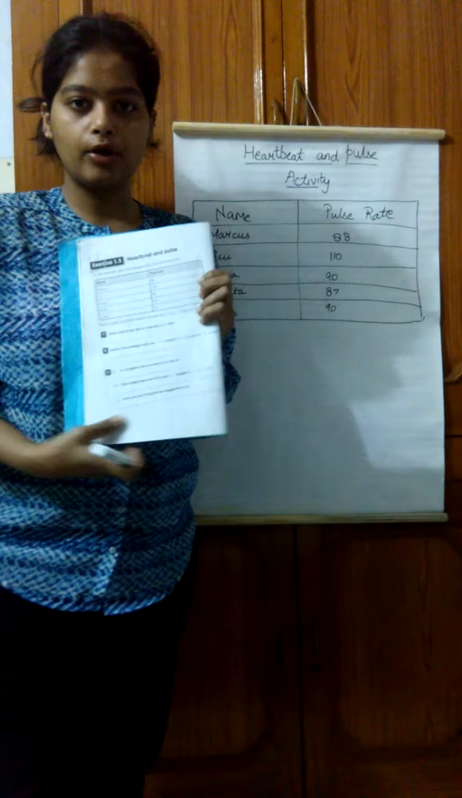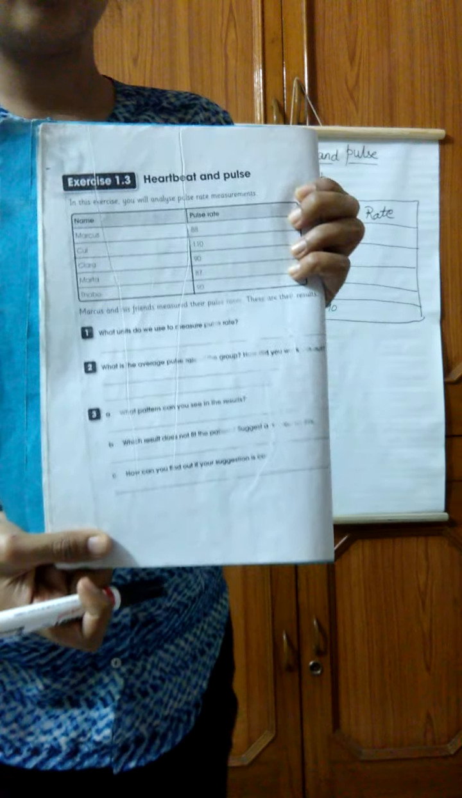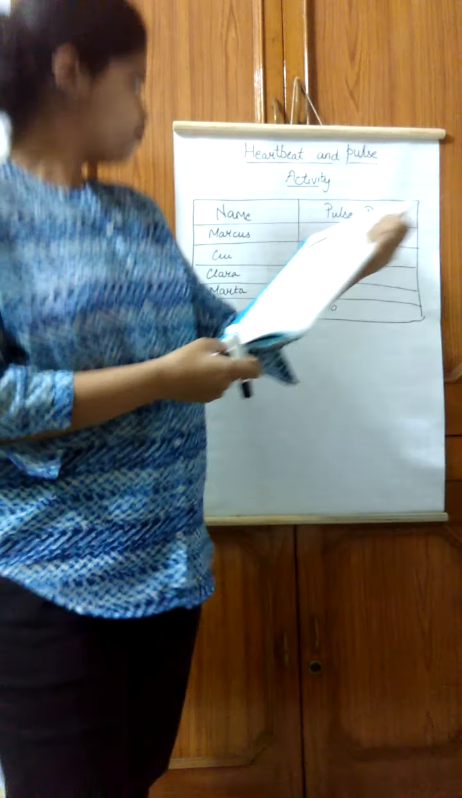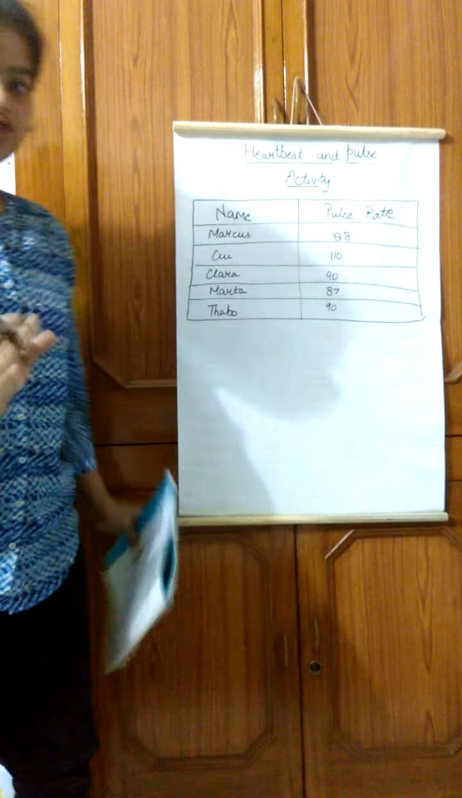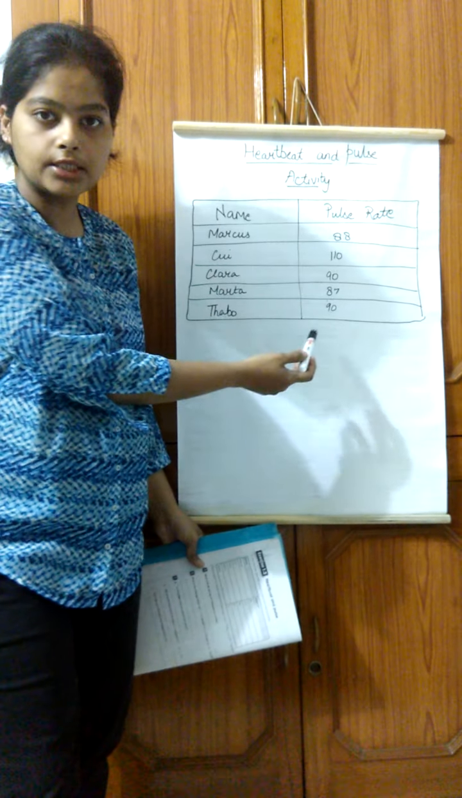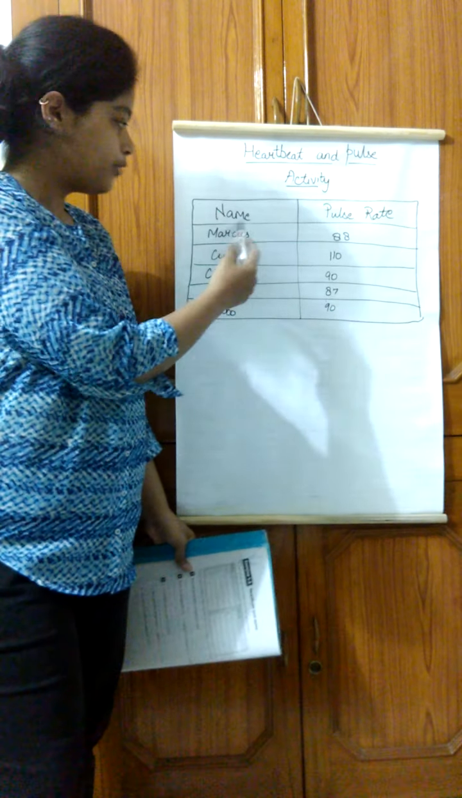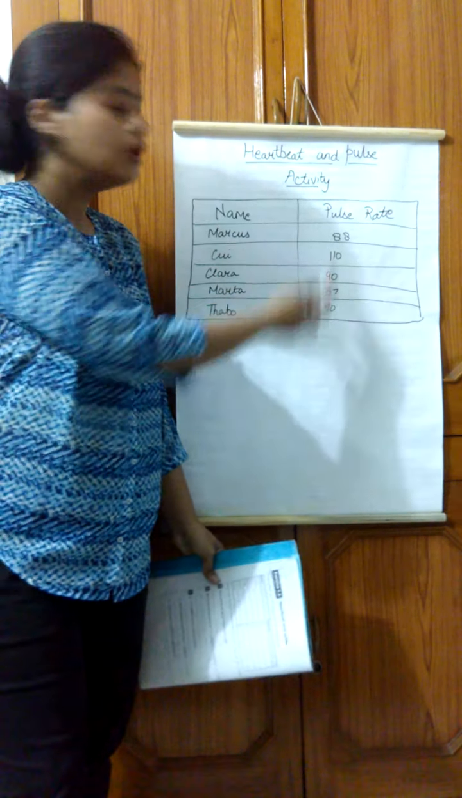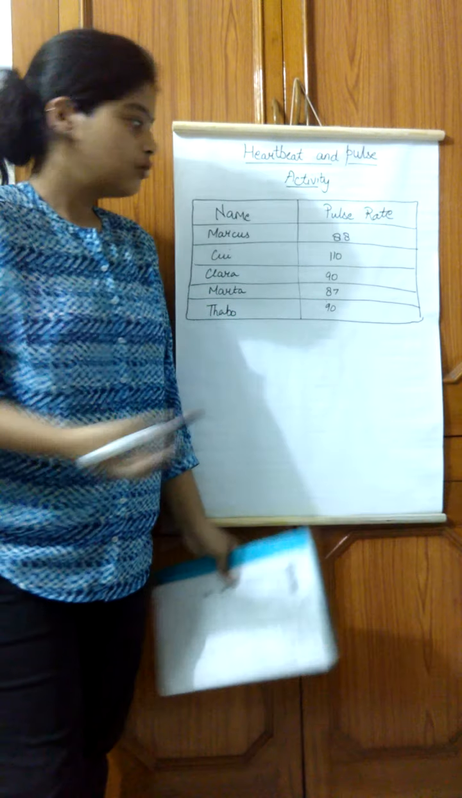I will just send you a pic of it through WhatsApp. Just check it out. It's this one activity. Over here I have made a chart wherein I have written 5 friends' names and their pulse rates. Here's Marcus, Qui, Clara, Martha, Tabo, and their pulse rate is recorded.